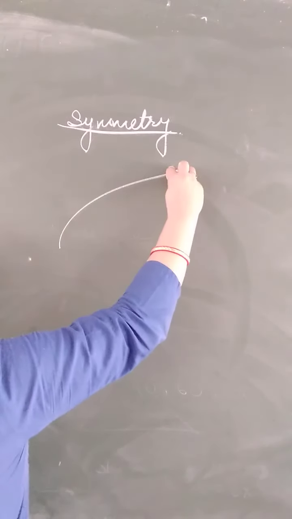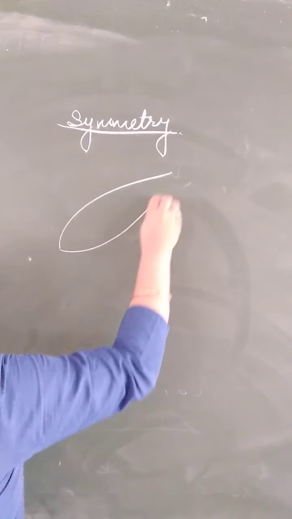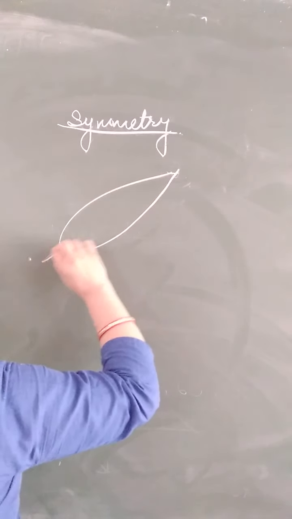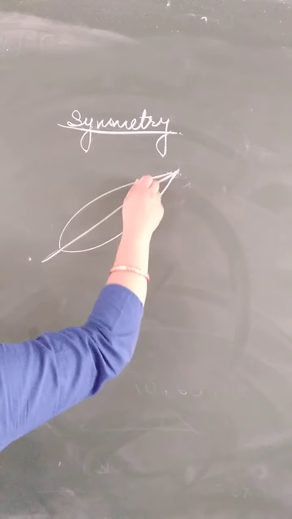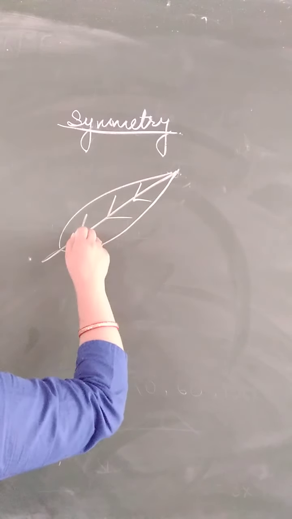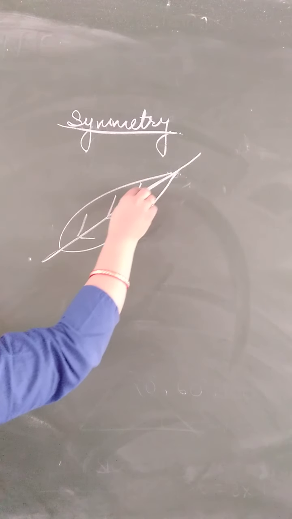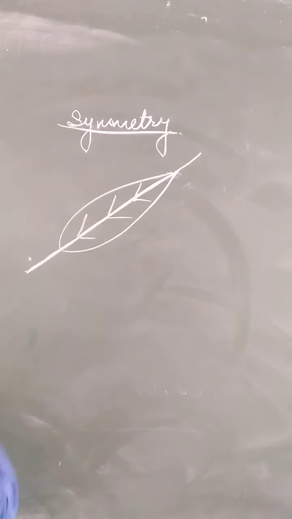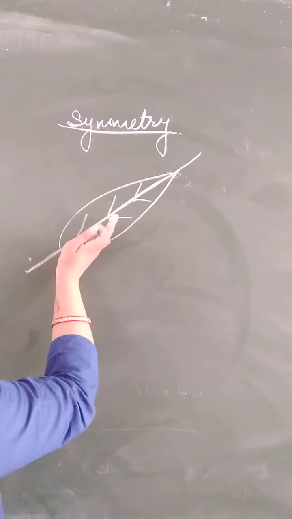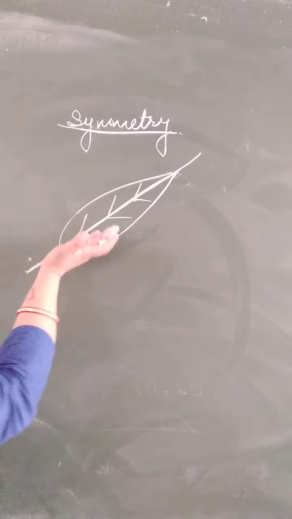Suppose we see a daily life example, a leaf. Have you seen a leaf? In this leaf, this line is called a line of symmetry because both the parts of the leaf along this line are identical. If we fold this leaf along this line, then both the parts will overlap each other. So this leaf is called a symmetrical figure and this line is called the line of symmetry.